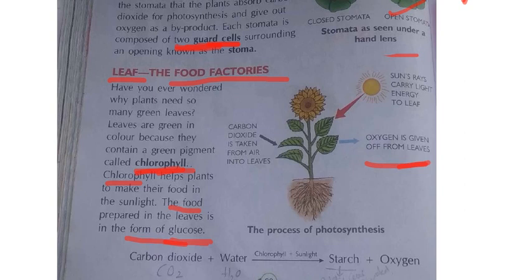Leaves means what? That green color substance called chlorophyll will absorb that sunlight, and who will take the carbon dioxide? Leaves only, through stomata. From the air, the carbon dioxide will be taken into the leaves and oxygen will be sent outside. See, carbon dioxide is going into the plants. That's why they have shown the arrow mark into the leaves.